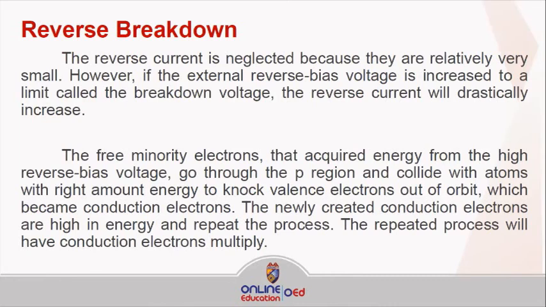Okay, then the minority electrons that acquire energy from the high reverse bias voltage will go through the P region and collide with atoms with the right amount of energy to knock valence electrons out of orbit, which become conduction electrons. Then the newly created conduction electrons are high in energy and repeat the process. Then the repeated process will have the conduction electrons multiply.